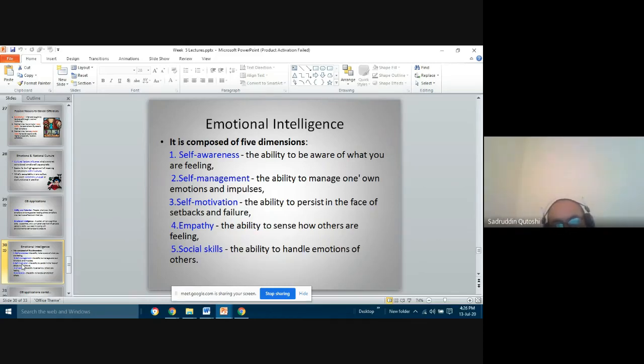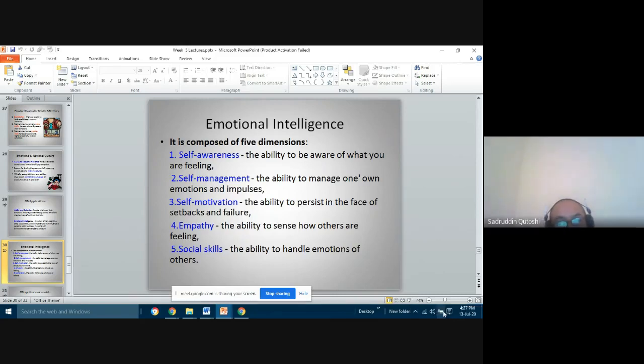To understand emotional intelligence, you need to be self-aware. Self-awareness is very important: the ability to be aware of what you are feeling. Second is self-management: the ability to manage one's own emotions and impulses over a period of time, in different situations with different people in the organization. You need to understand how to manage your own emotions.